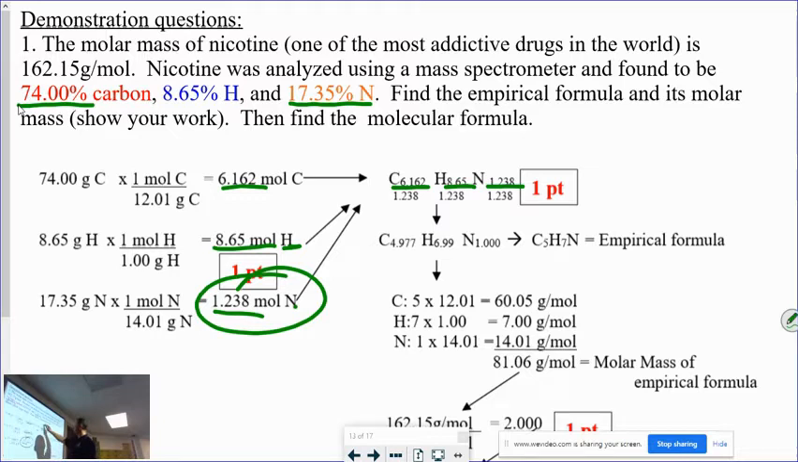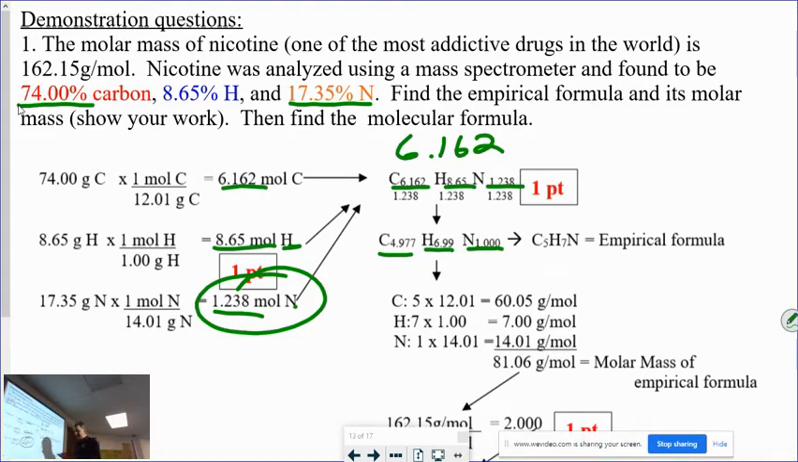The reason we have to do that is we can't have 6.162 atoms of carbon. You either have to have 6 atoms or 7 atoms. You couldn't have a fraction of an atom. Same thing with the hydrogen, same thing with the nitrogen. So that's why we're doing this step, to try to get to whole number atoms in a molecule. I do this math following the sig fig rules, and I get C 4.977, I get H 6.99, and I get nitrogen 1.00.